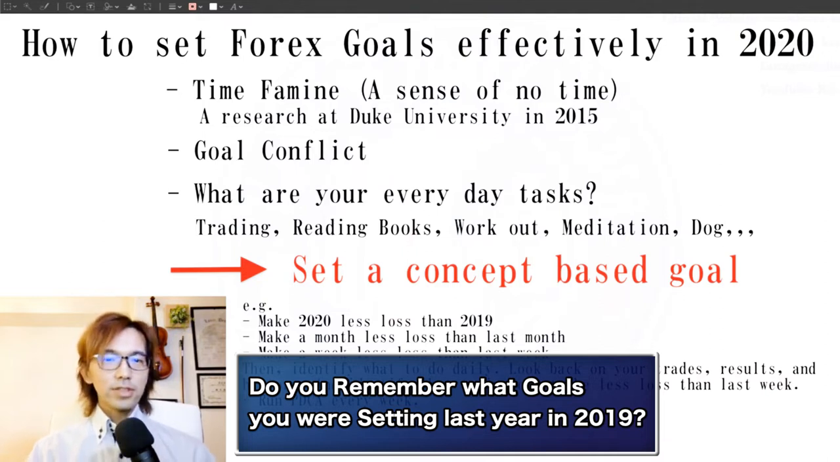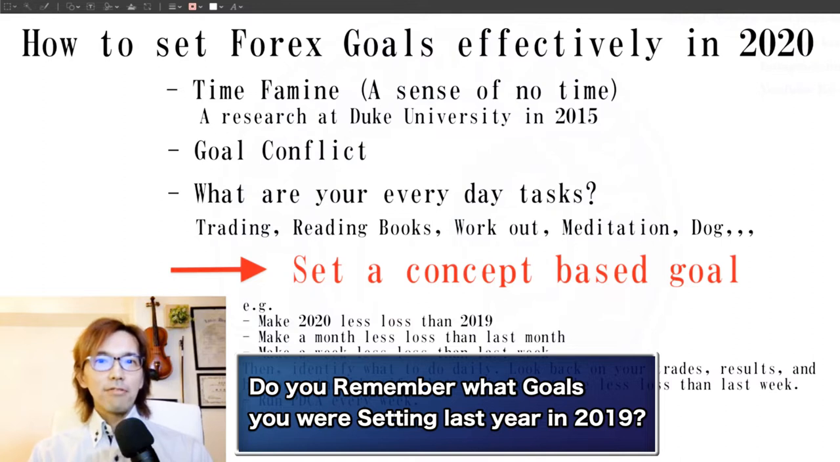If I ask this question about last year, in fact, most of the people don't really remember what goals they were setting last year. Or do you even remember the goals in 2018, two years ago, and do you even remember if you have achieved it or not two years ago? I guess for the majority of the people, the answer is no.